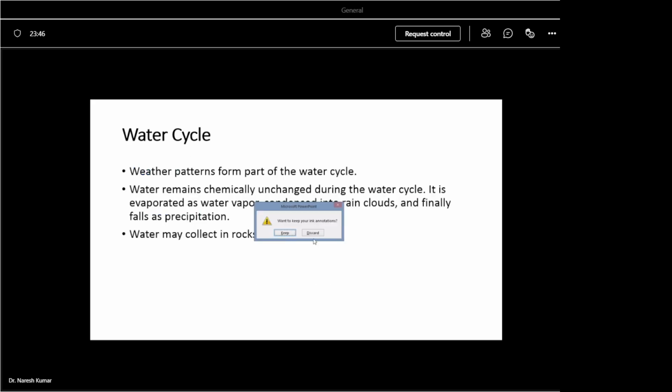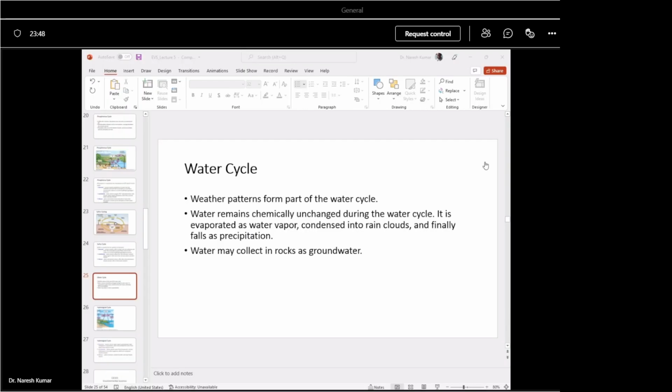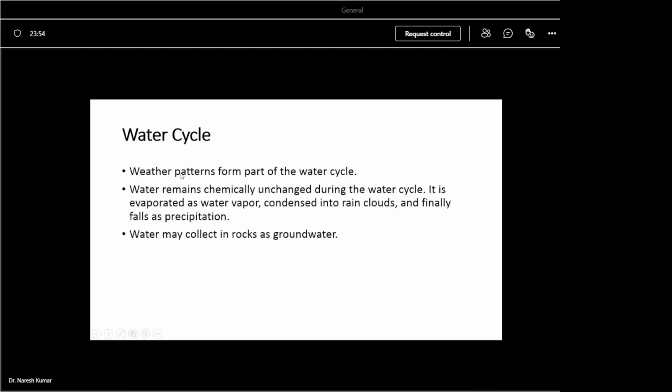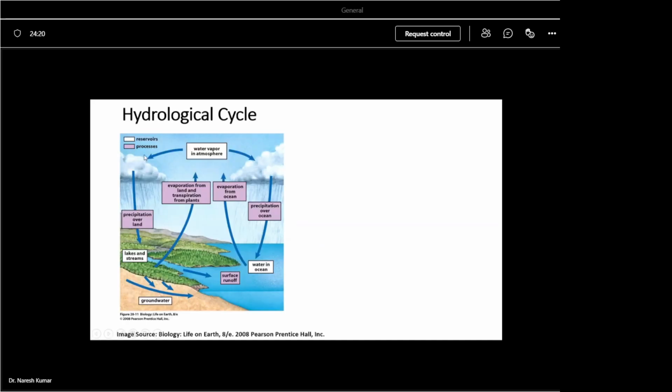So the next cycle that we'll be seeing is the water cycle, which basically covers both hydrogen and oxygen. Here we have weather patterns that form part of the water cycle. That means water remains chemically unchanged during the whole water cycle. It is evaporated as vapor, condensed into rain clouds, and finally falls as precipitation. And this water gets collected in porous rocks in aquifers, which is known as groundwater, a much purer form of water. So this hydrological cycle diagram is much simpler than what we have seen in terms of other nutrients and elements.